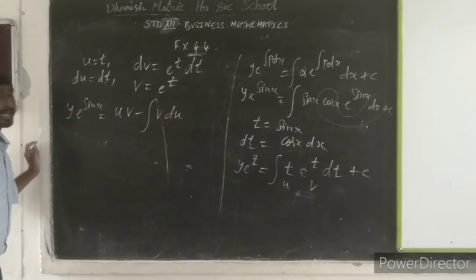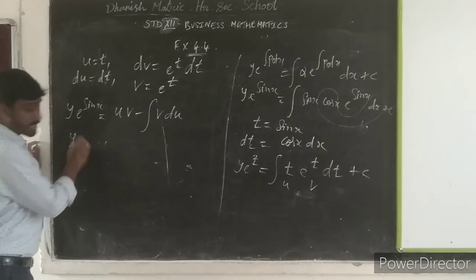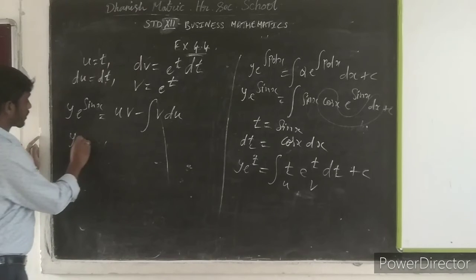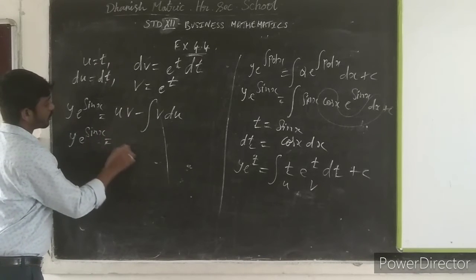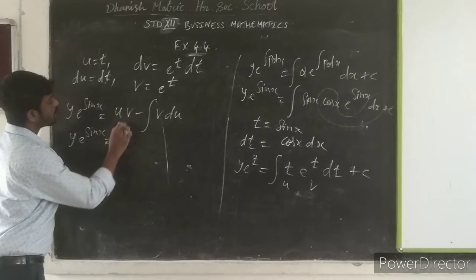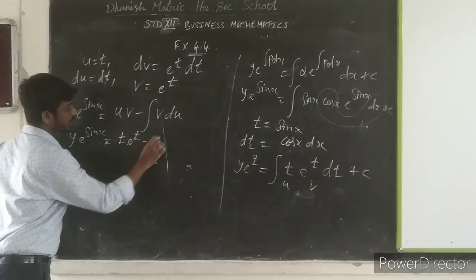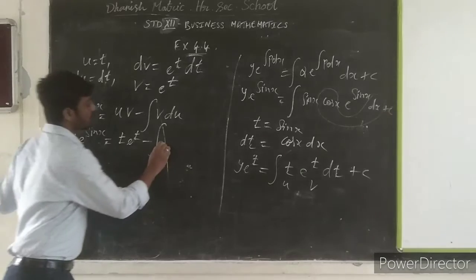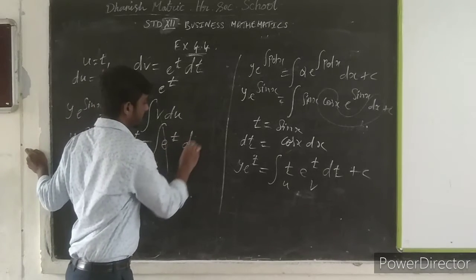Ub minus integrate of vdu. y e power of sin x equal to, what is the u value? t. What is the v value? e power of t minus integrate of, what is the v value? e power of t du, that will be dt here.